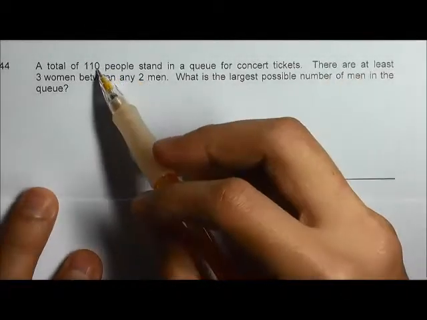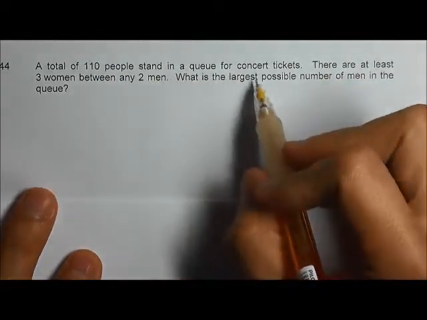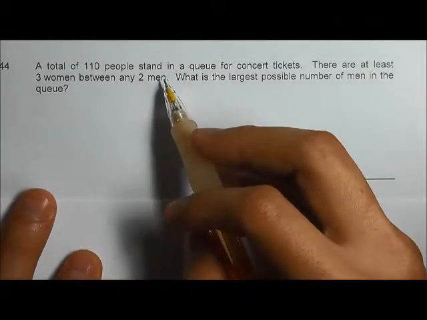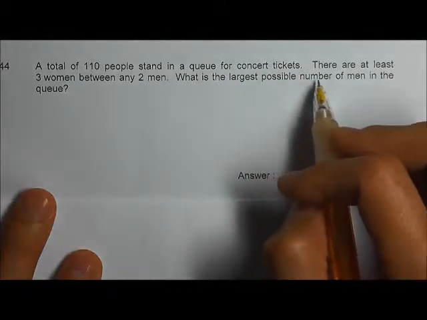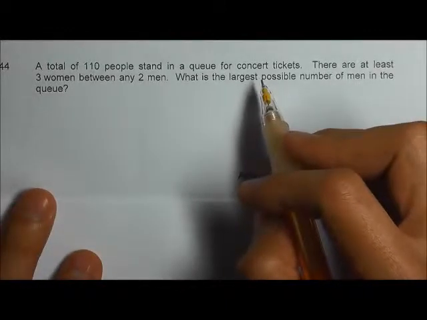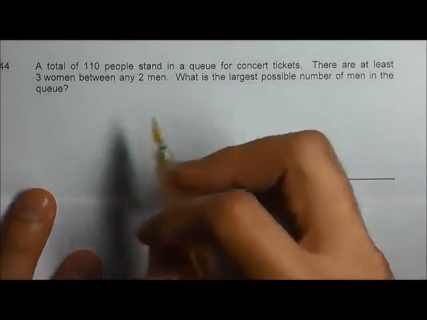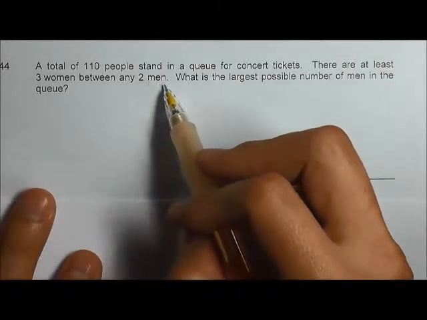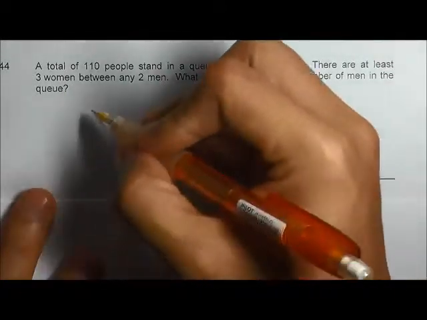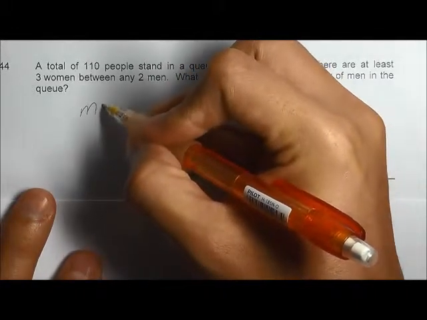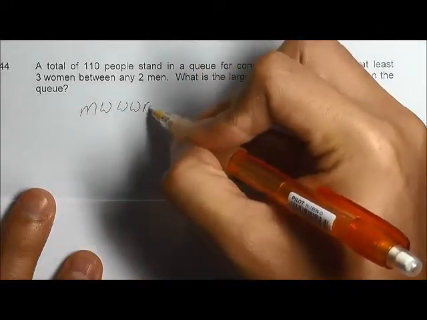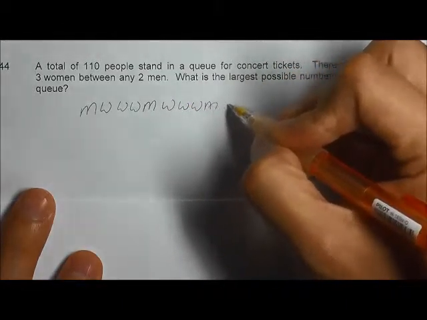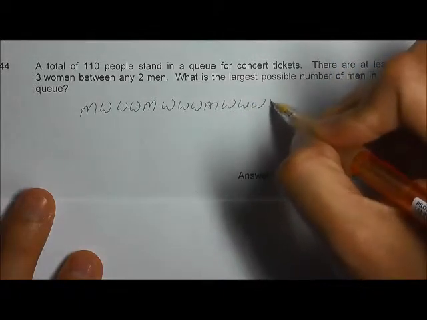Okay, we have a total of 110 people queuing up for concert tickets, and there are at least 3 women between any 2 men. So what is the largest possible number of men in the queue? To find the largest possible number of men, we have to assume that there are always only 3 women standing between 2 men. So we can represent this with a diagram. That means we have a man followed by woman, woman, woman, man. Woman, woman, woman, man. Woman, woman, woman, man.